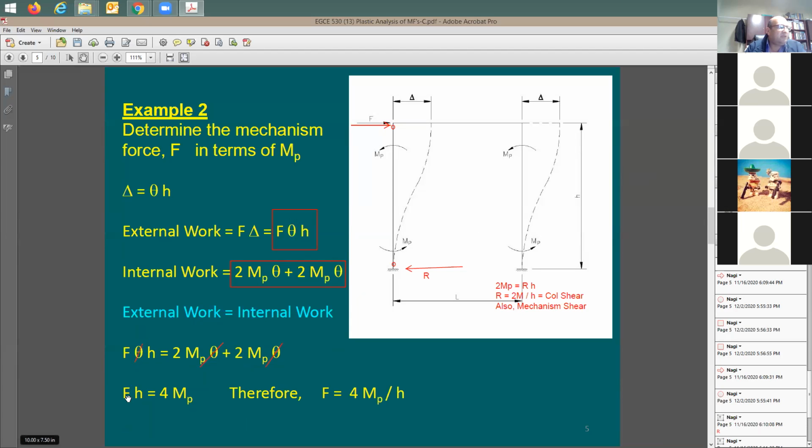Going to have FH equals 4 MP. Therefore, F equals 4 MP divided by H. Done. Nice problem, I guess, right?